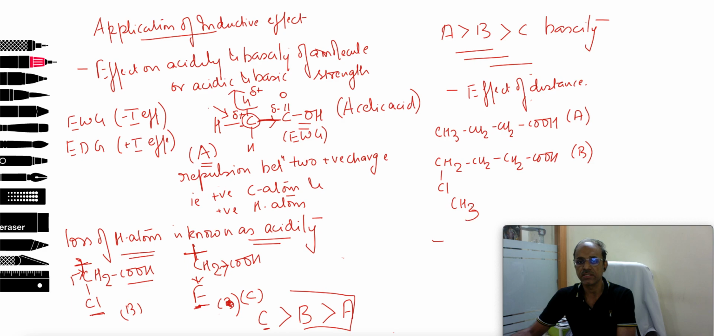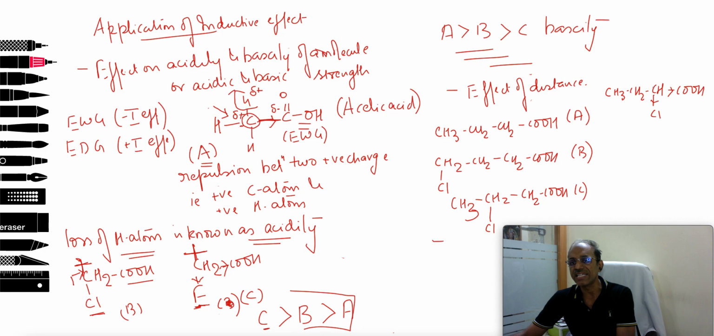Then CH3CH2CHClCH2COOH happens to be C, and here CH3CH2CH with chlorine, and then COOH. Now I can say chlorine is electron withdrawing, and COOH also is electron withdrawing, so the density of positive charge on this carbon atom will be much greater. Now, as the distance of the chlorine from the carboxylic acid increases, no doubt the electrons are going to be pulled by chlorine, but the density of positive charge here will be less.